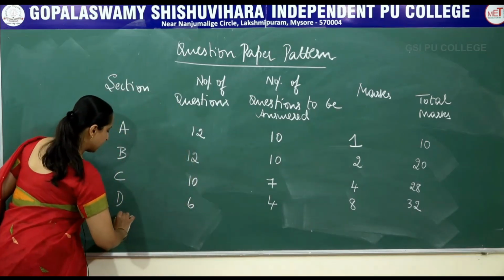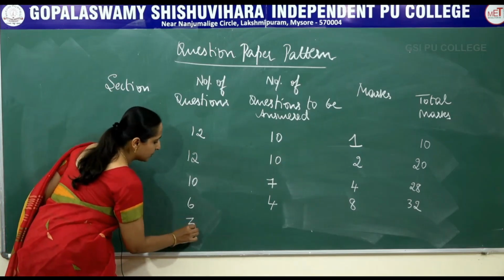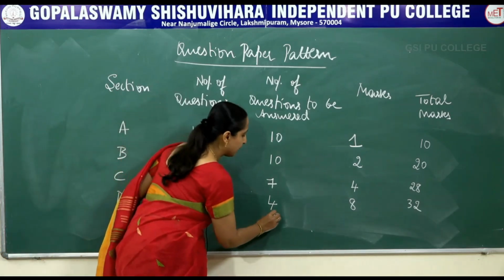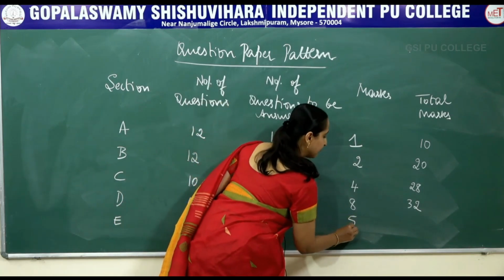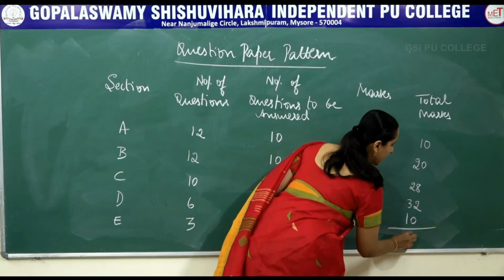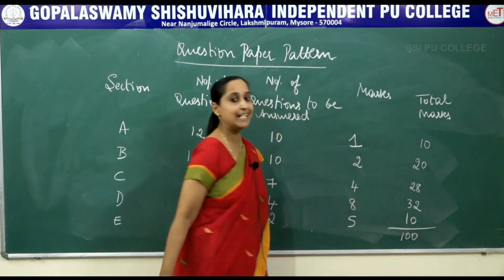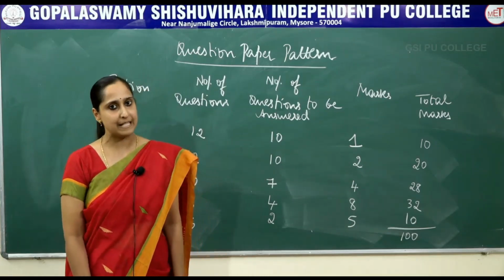Section E is basically practical oriented questions. 3 questions will be given, out of which you have to answer any 2. So each question carries 5 marks, so 5 2s are 10. So total comes to 100. So this is the question paper pattern of second PUC business studies.